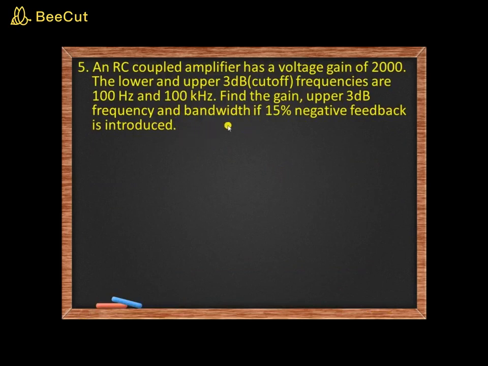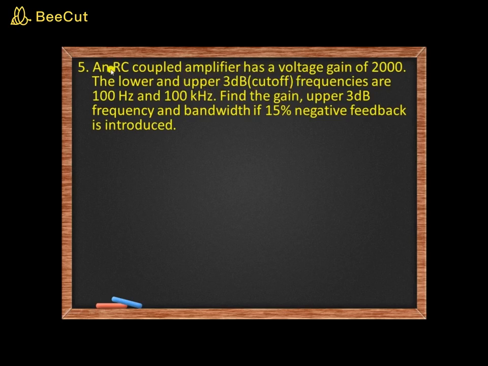An RC coupled amplifier has a voltage gain of 2000 and lower and upper 3 dB frequencies are 100 Hz and 100 kHz. Find the gain, upper 3 dB frequency and bandwidth if 15% negative feedback is introduced. So this is the given problem. In this problem, I have written cutoff in brackets because 3 dB frequencies are nothing but cutoff frequencies. Okay, and about this you are going to learn in detail in your amplifier chapter.